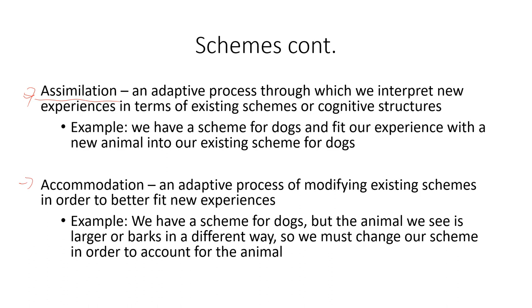Accommodation is where we modify existing schemas in order to better fit new experiences. So we have a schema for dogs, but the animal we see is larger or barks in a different way. We've never seen that before. Our schema includes dogs that only bark so loud. We now modify our schema to incorporate this new dog. The previous example I gave where it was three legs, that could be accommodation if we're modifying our schema to include dogs with three legs. But if we just accept that that's a dog, it fits all of our things, that's a dog, so that's assimilation.